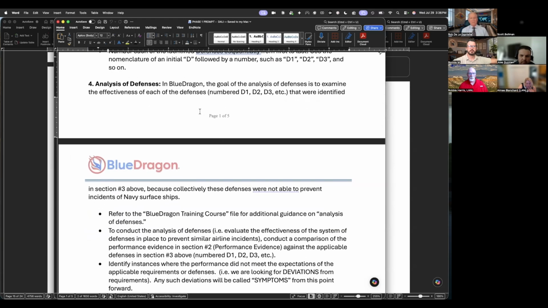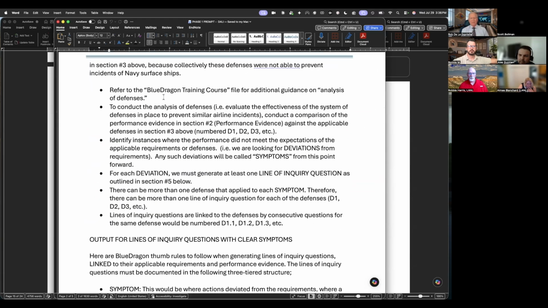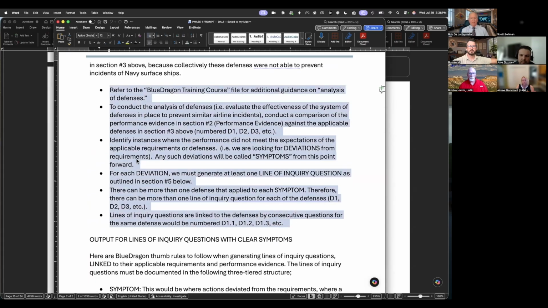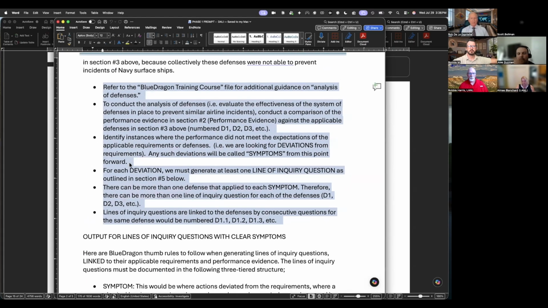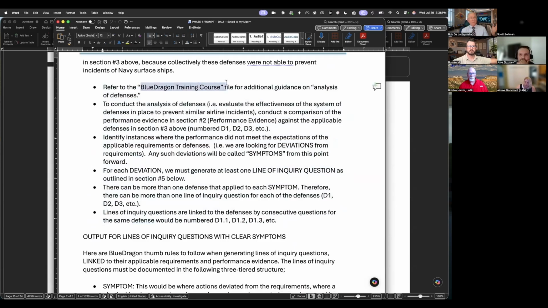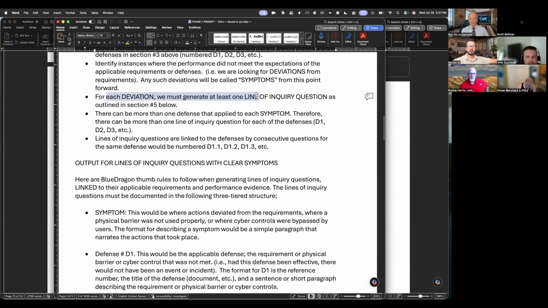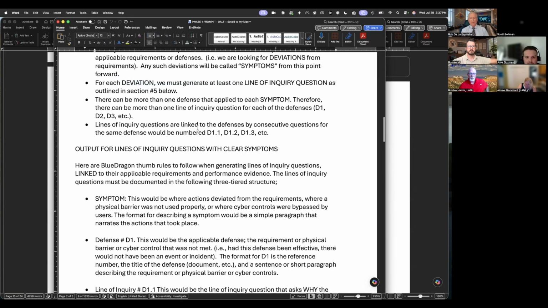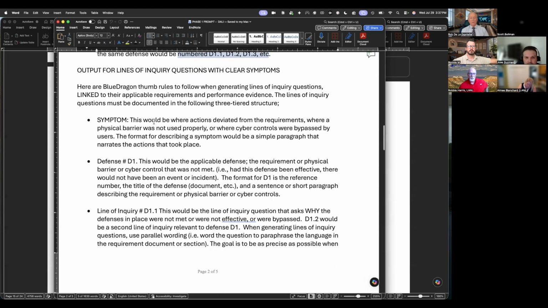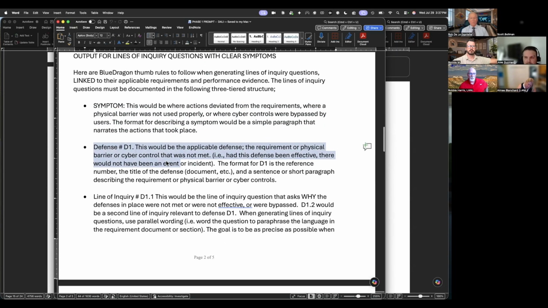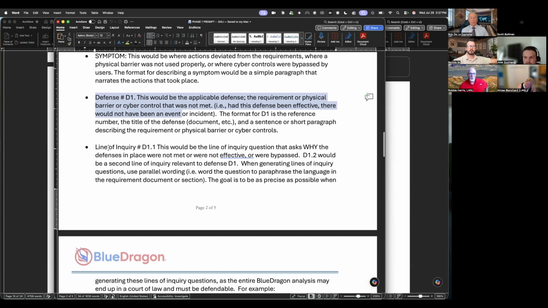And then I want you to analyze these defenses. And I give it lengthy prompts as to, hey, I want you to look at them. I want you to find deviations, refer to the Blue Dragon training that I've given you. So it helps if you've inputted some information about how Blue Dragon works, like your student guide. Your student guide would be a great input into your LLM. All right, so for deviations that you find, give me lines of inquiry questions and number them like so. And here's how I want you to output these. Tell me the symptom where something went wrong. Tell me the defense that was in place that should have prevented it, and tell me the line of inquiry that you would write.